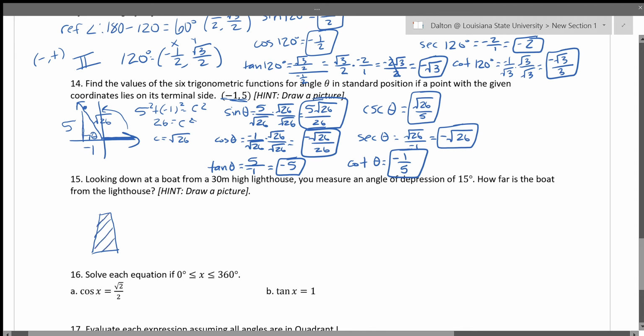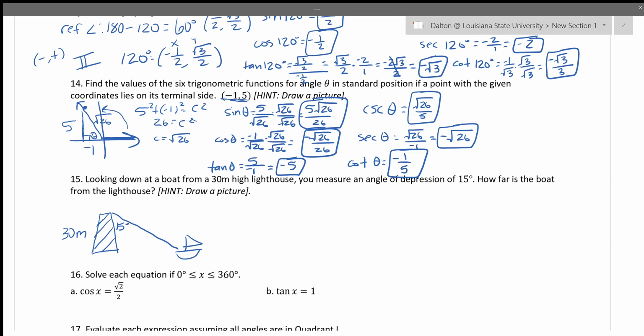Okay, that's 30 meters tall. And somebody from the top of that lighthouse is looking down at a boat. So if this is the water down here, we'll say the boat is somewhere out here. And the angle of depression is 15 degrees. If you recall from our notes, angles of depression are at the top. So even though depression means kind of feeling down, you think about it as falling down. So starting at the top and falling down. So 15 degrees. Question is, how far is the boat from the lighthouse?